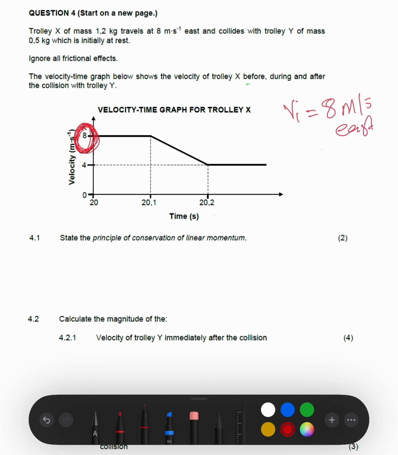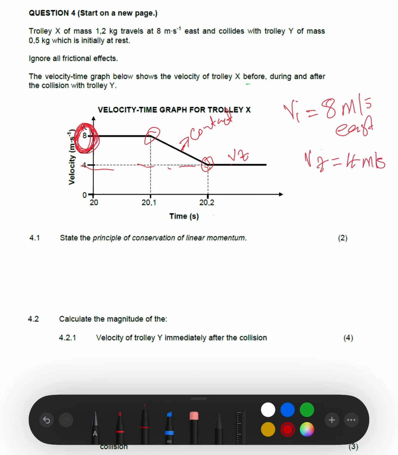Are we okay? Now, what is happening from this point up until this point? The velocity is changing, okay? So during this, we can call this the time of contact. It's the time when the two objects were in contact here, okay? From here up until here. And what is happening in this line? That is the final velocity of the object, which is VF, equals to 4 meters per second.